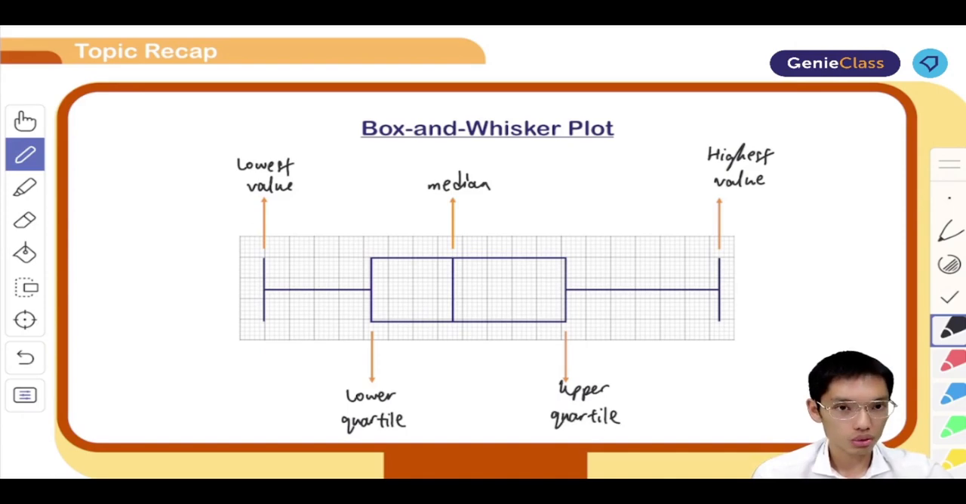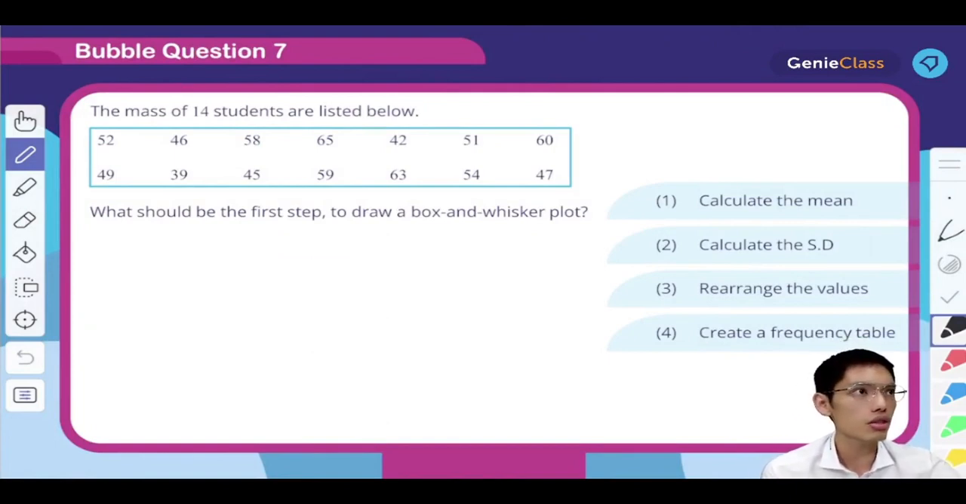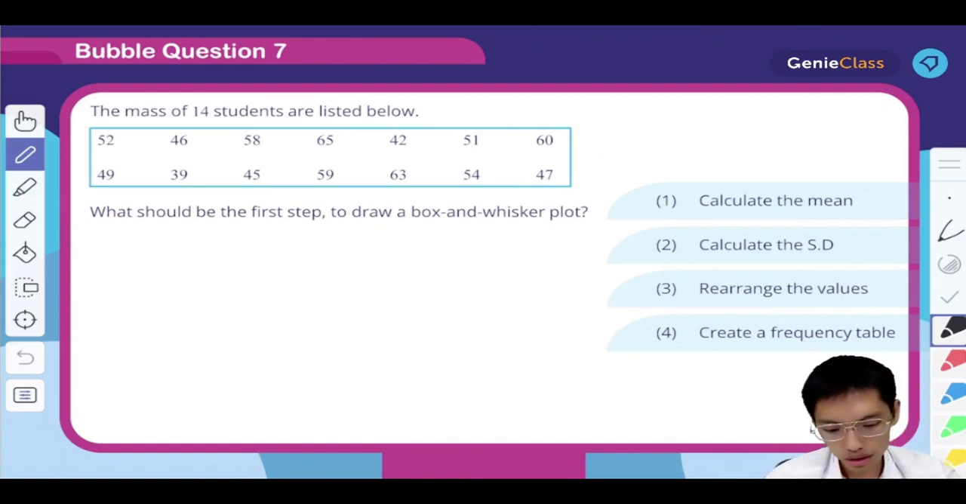Okay, now, last bubble question for today before I go through the steps. Look at this question. What should be the first step if I want to draw the box and whiskers? 30 seconds, in 3, 2, 1. Let's go. Remember, what is the first step? I'm looking for the first step over here. Very nice, very good. So remember, when we do the first step, don't do anything else. Box and whiskers plot, what should be the first thing that comes to your mind? Okay, last 10 seconds. That's it. Okay, 5, 4, 3, 2, 1.